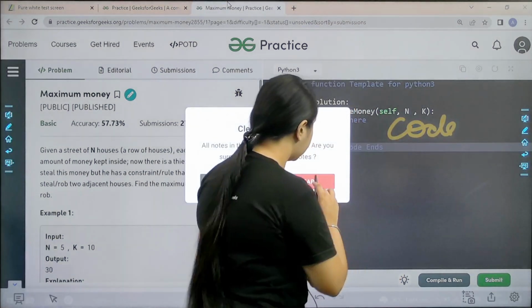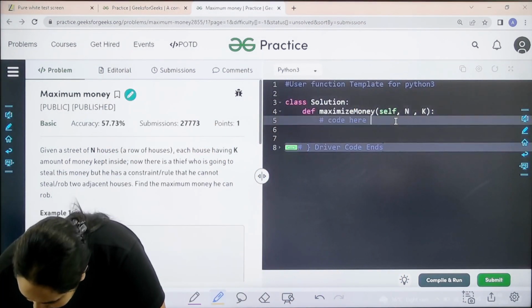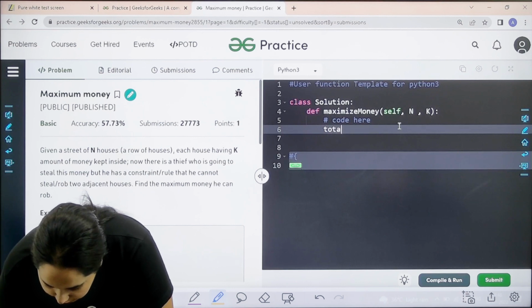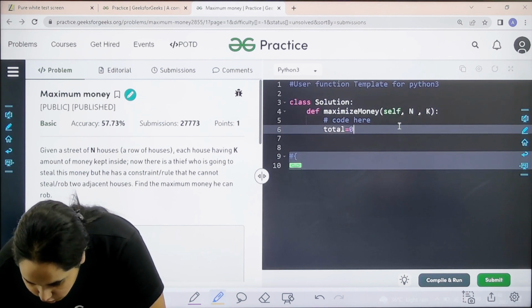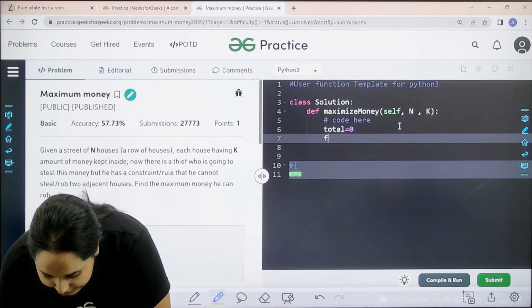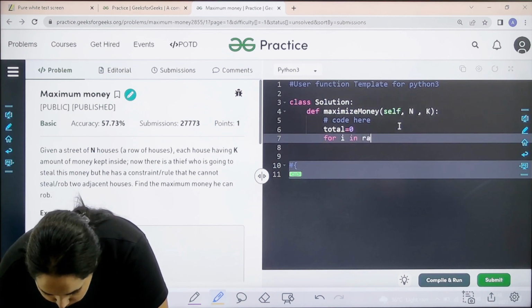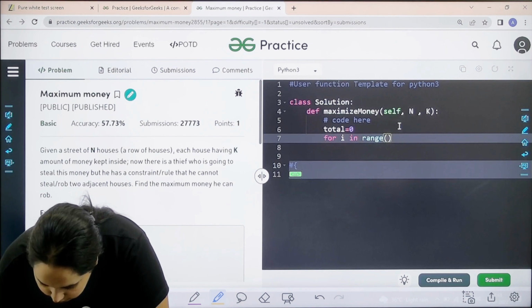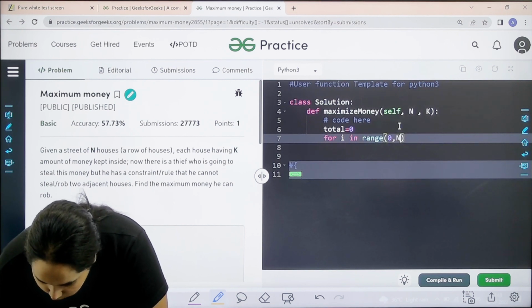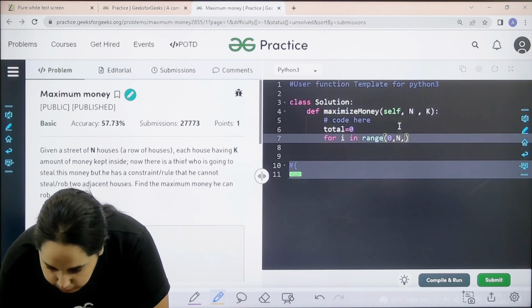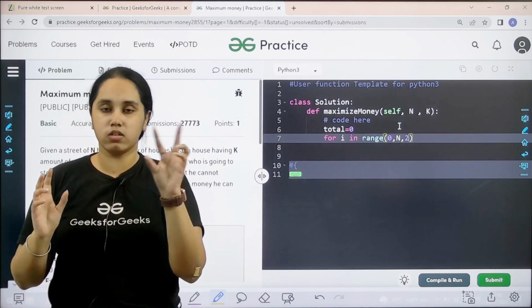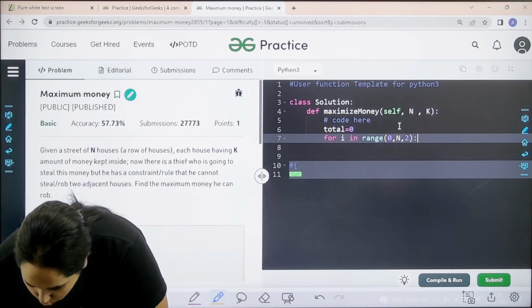Let's start. Give me 1 minute. Initially the total that he has is 0, because he has not collected anything. For i in range from 0 to n, every time he misses one house, so that is why the jump of 2.